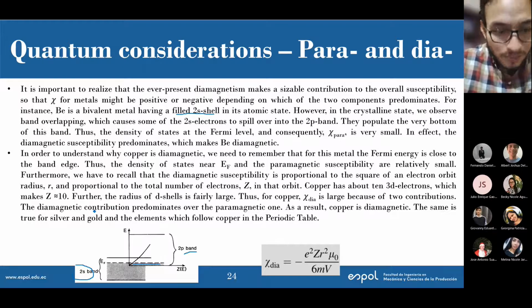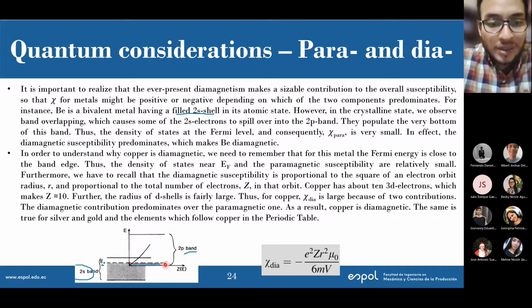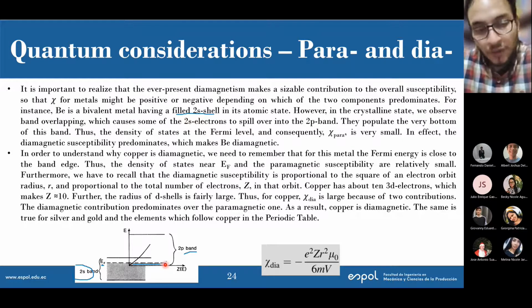It kind of looks like this. You don't see a band overlap, but you will see the Fermi energy very close. Look at the Fermi energy and look where the band begins. It's just this small space. Let me show you with the pointer. It's just this small space here. So the same happens in copper. That is why you have a small density of states near the Fermi energy, a very small contribution of paramagnetic susceptibility, and that's why copper is diamagnetic.